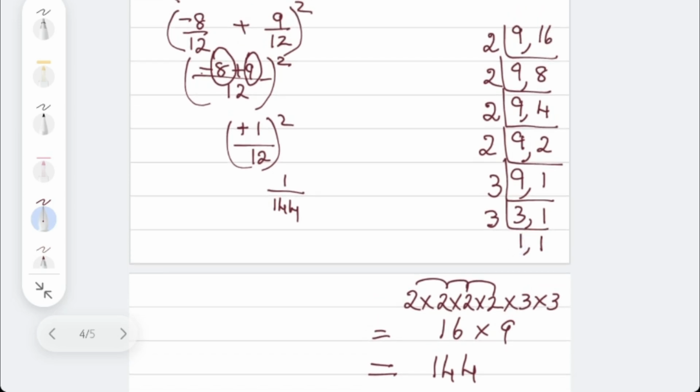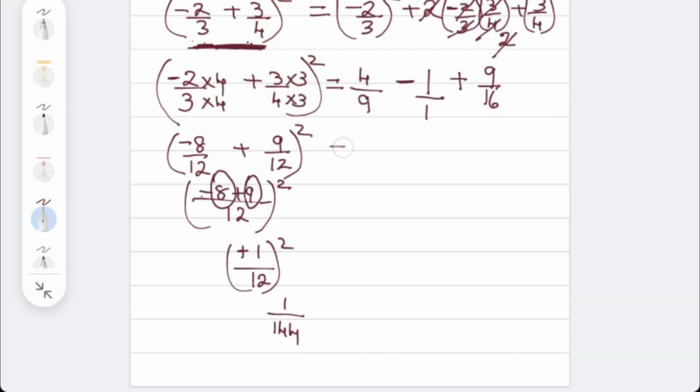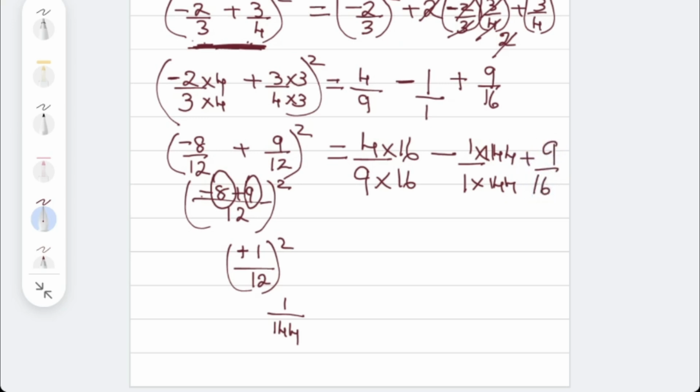I am going to remove this finding LCM part, because we need space for completing the sum. Then we have to make the denominator the same. We write 4 divided by 9, so we multiply by 16 and 16 to make the denominator the same. Minus 1 and 1, we multiply by 144 into 144, and then plus 9 divided by 16, into 9 into 9.